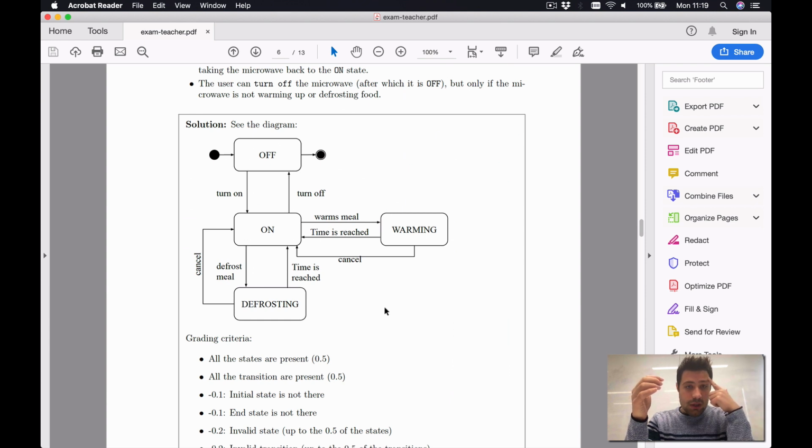What else? In some exams, I saw the turning off state. So from on, turning off happens, and then there's a turning off and then off. It does not make a lot of sense to me, right? So turning off is not a state. There's a verb in there, turning off, so it's clear that this is a transition. A state would be off, right?